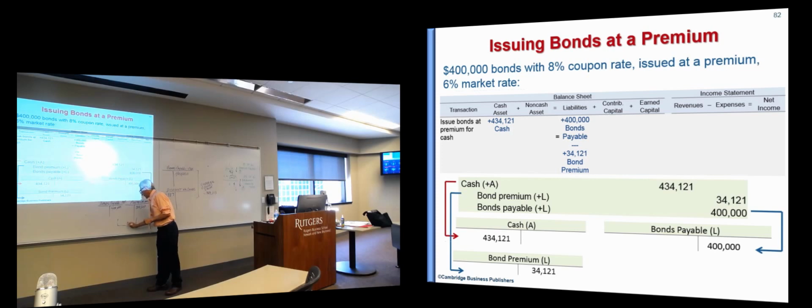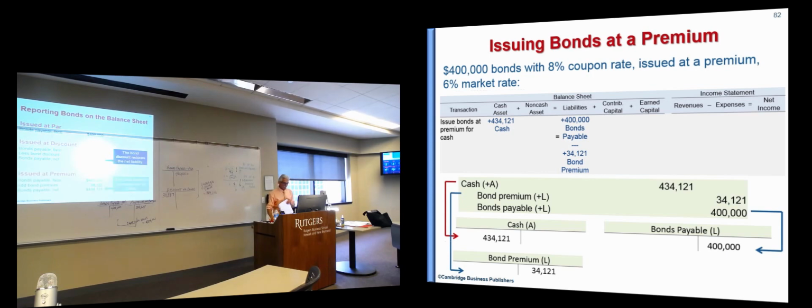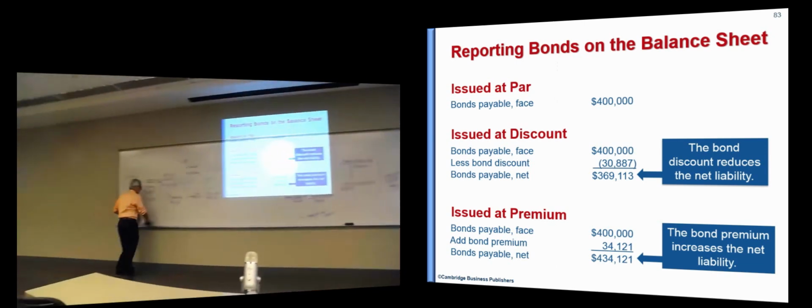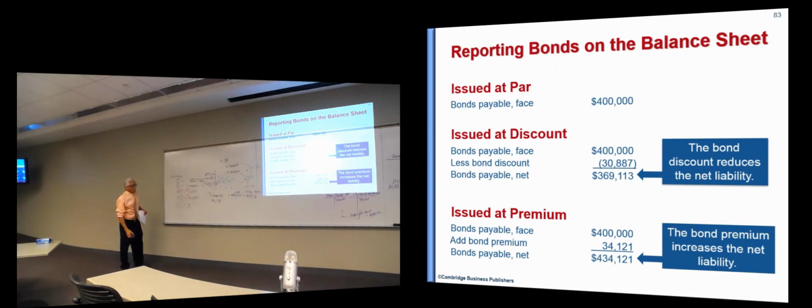So of course here, the carrying value is equal to 434,121. And on the balance sheet, this is the way it looks. Okay, bonds payable net, or the carrying value. That's the way it would appear. So bonds at par, if it's got a discount, the discount is a contra, and if it has a premium, the premium gets added. And that's the balance sheet presentation. Premiums are adjunct accounts. They add to the liability. Discounts are contra accounts. They reduce the liability.